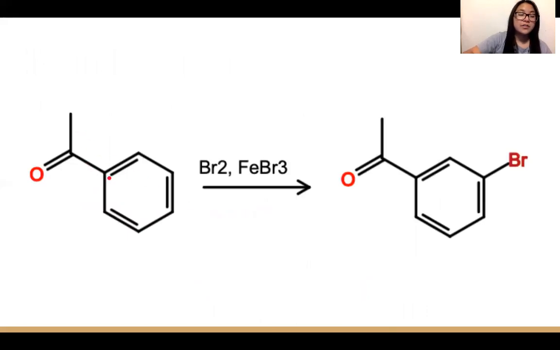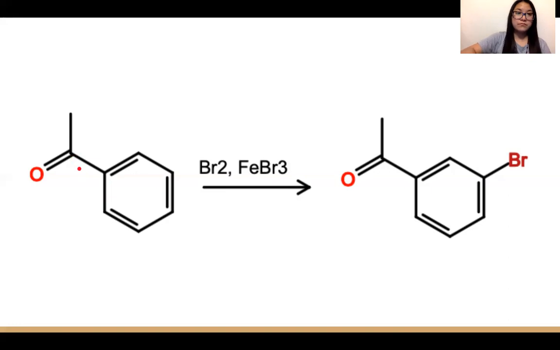So notice that I put the EWG right here as opposed to right here. This is just a reminder to show you guys that ortho, para, meta, these are all relative. It doesn't mean that ortho is always going to be right here. It doesn't mean that meta is always going to be right here. And it doesn't mean that para is always going to be right here. You have to look at these in respect to the directing group that's already on the benzene ring.